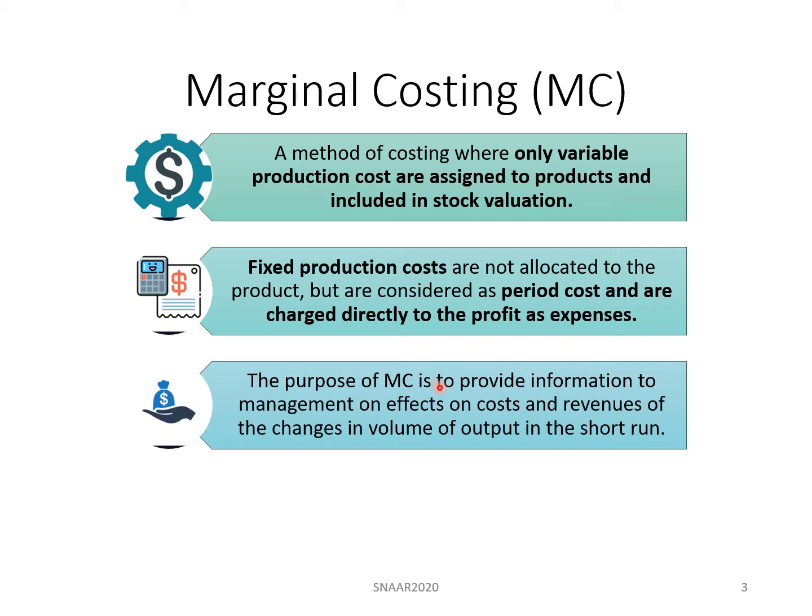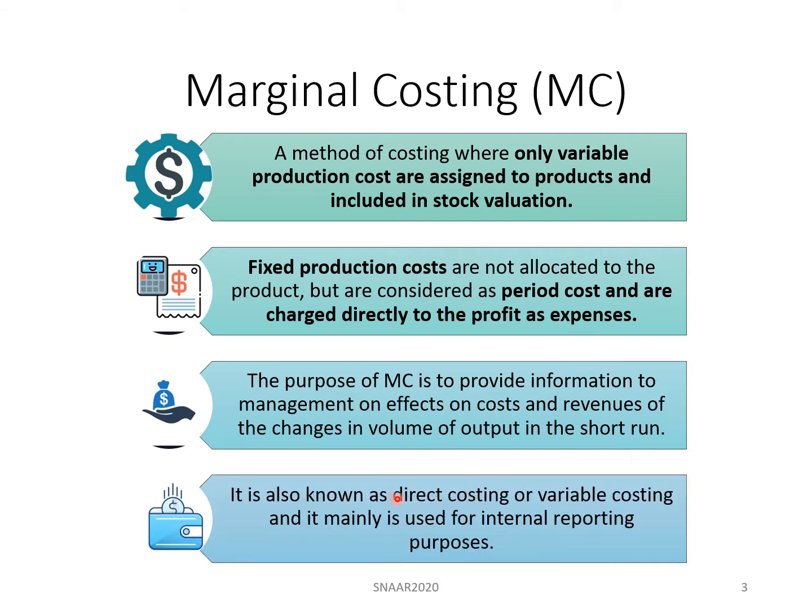The purpose of MC is to provide information to the management on effect of cost and revenue and the changes in volume of output in the short run. Okay, because in the short run, the fixed cost adalah fixed. So, dia tak relevan untuk kita masukkan dalam pengiraan kita. Right? And it is also known as direct costing or variable costing and it is mainly used for internal reporting purpose.